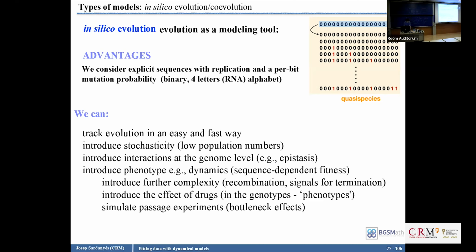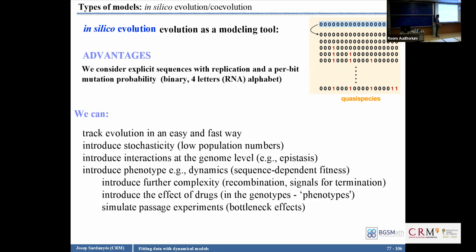So, advantages. You have to write a simulation program. You can use binary sequences, or you can use a four-letter alphabet like DNA or RNA. Of course, this is more demanding in terms of computer memory. But here we can consider evolutionary processes and put population dynamics on top. We can put interactions between these digital genomes. So with this approach, we can track evolution. This is called in silico evolution. We can study evolution with a computer very fast. We can introduce stochasticity.